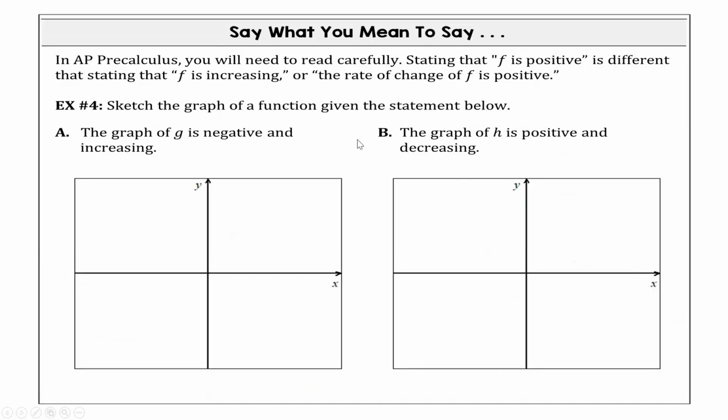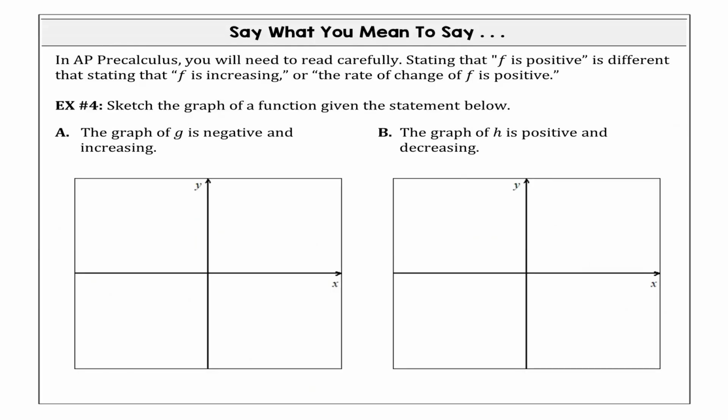Got it. All right. Next, you will need to read carefully. Stating F is positive is different than saying that F is increasing. What we're leading into is that we can't just say F is positive and assume that that covers all the bases. That does not mean one thing. So, what I want you to do is sketch, based on the description, what you think that graph looks like.